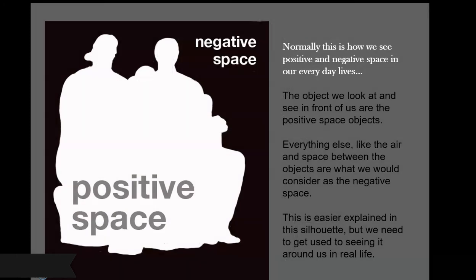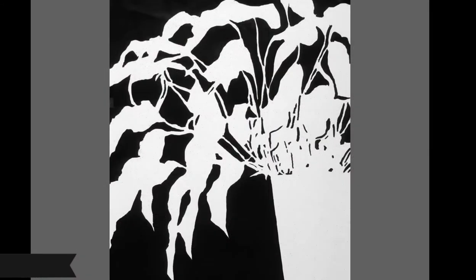This is easier explained in this silhouette, but we need to get used to seeing it around us in real life also. Here is a potted plant. It's simplified, but it is showing the positive space as the plant, and the negative space is all the space around the plant and the in-between parts where the leaves aren't.